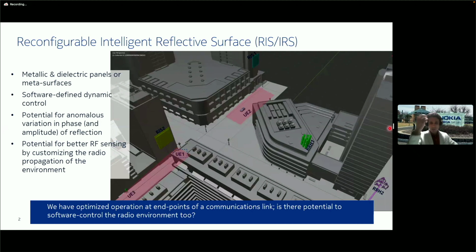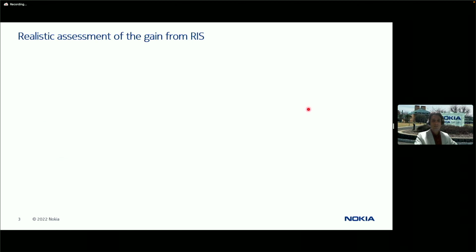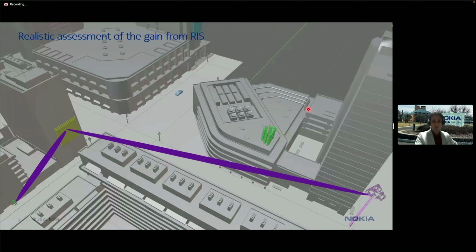So essentially, the bottom line problem that we are addressing is that, as a telecommunication research community, for decades we have been working on optimizing the operation at the endpoints of the communication link, the transmitter and the receiver. And now we want to know how much gain there is if we try to control the radio propagation environment too, and what will be the cost associated with that? So let's start maybe with the first part of that question. What is the potential gain from a reflective surface?